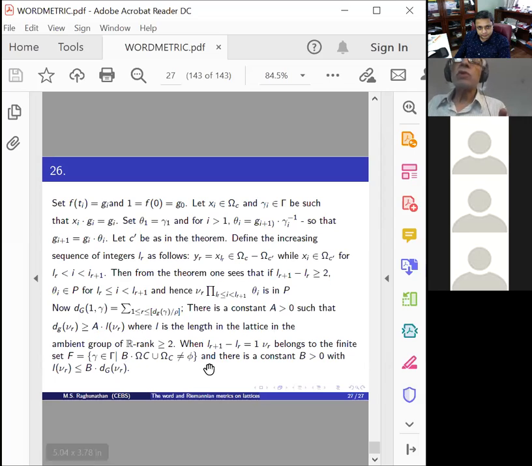If I set Gamma to be this set, gamma such that B omega_C intersection omega_C is not empty, then there's a constant b greater than 0 such that L(nu_R) is less than or equal to b times d_G(nu_R). It's only a finite set, so there's no problem about finding this. And then when I add this up, I find that on the one hand the distance is going to be less than or equal to the sum of b L(nu_R).